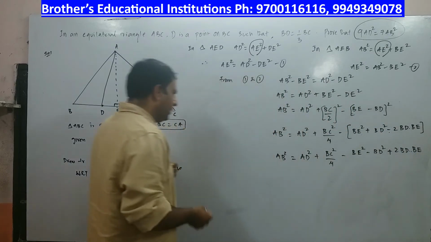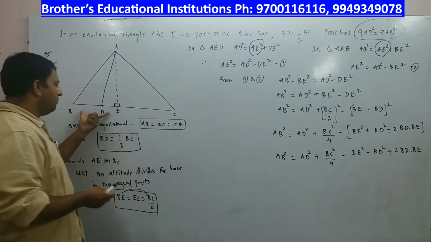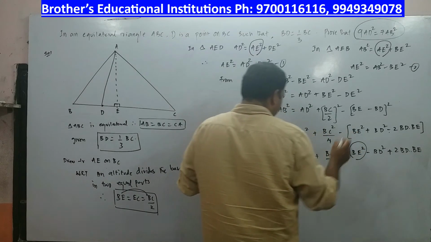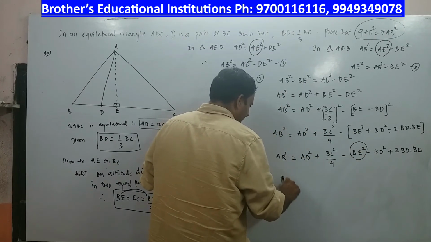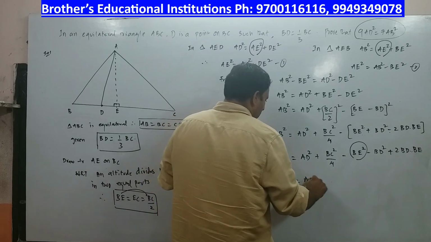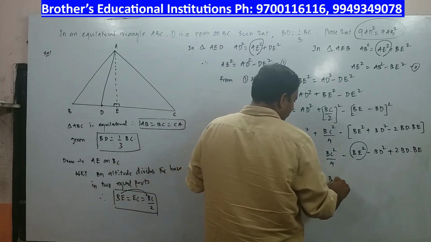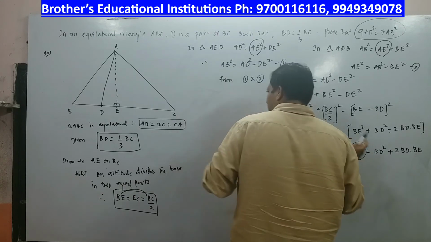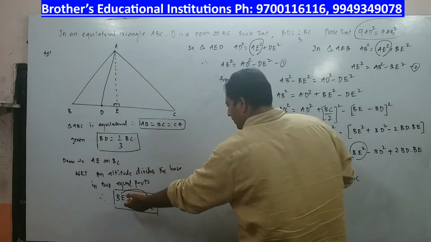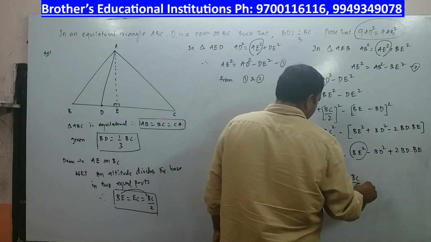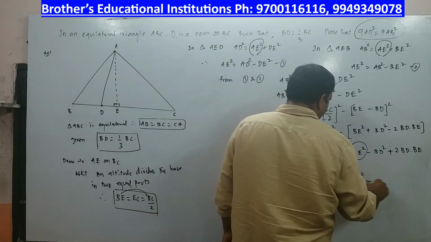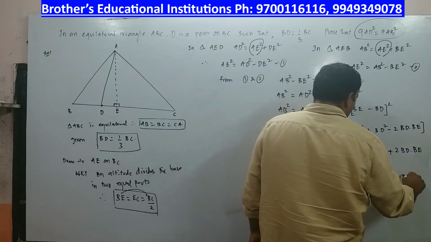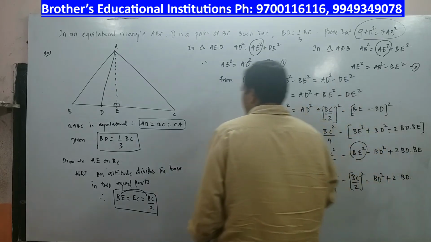Alright, BD into BE. Now again, what is BE? BE is nothing but BC by 2. So I am going to replace this BE once again. So I will write this as AB square is equal to AD square plus BC square by 4 minus, what is BE? BE is half of BC. So it is (BC by 2) whole square plus BD square minus 2 into BD into BE.